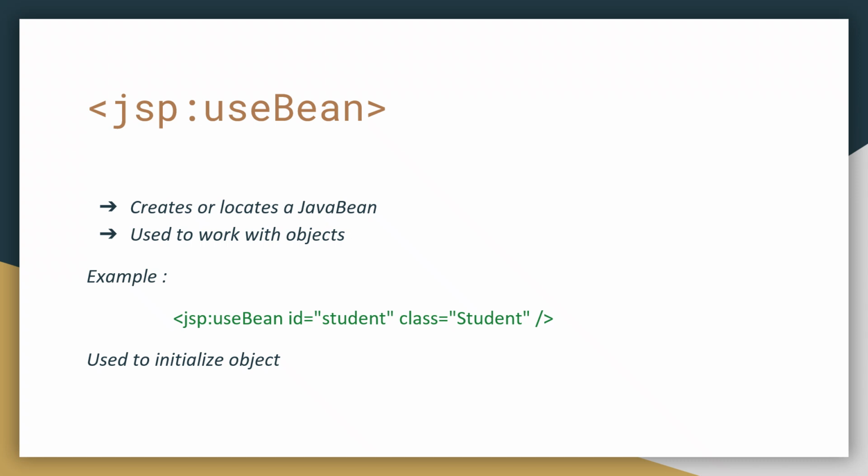First one is JSP useBean tag. This action is used to create or locate a Java Bean object. If the object already exists, it uses it. Otherwise, it creates a new one. It is the first step in working with Java Beans.